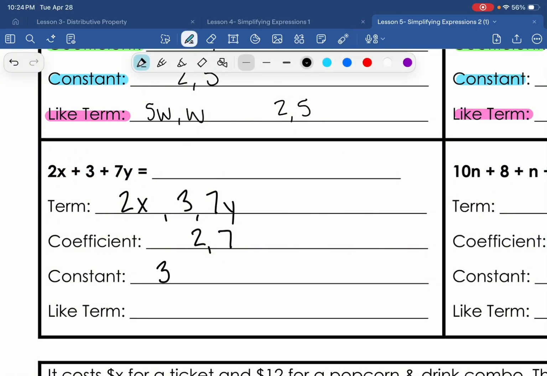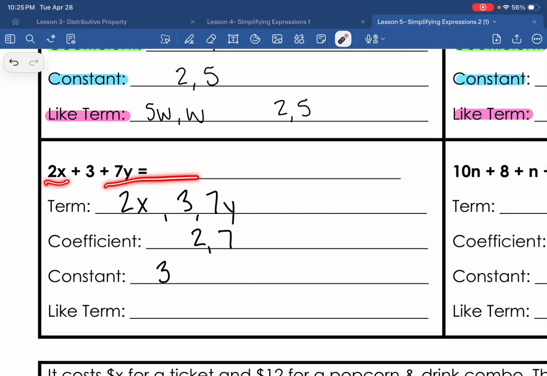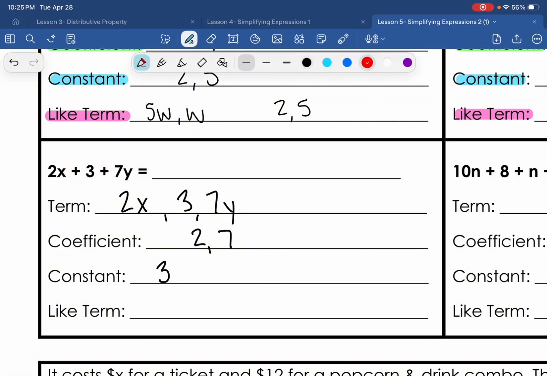Now, if I'm looking at this expression, I need to find terms that have the same variable. But it looks like I have 2x, but I don't have any other x's. And I have a 7y, but I don't have any other y's. And I don't have any other constants to combine 3 with. So 2x plus 3 plus 7y is as far as this expression can be simplified. So we just rewrite it. We don't have to do anything else.